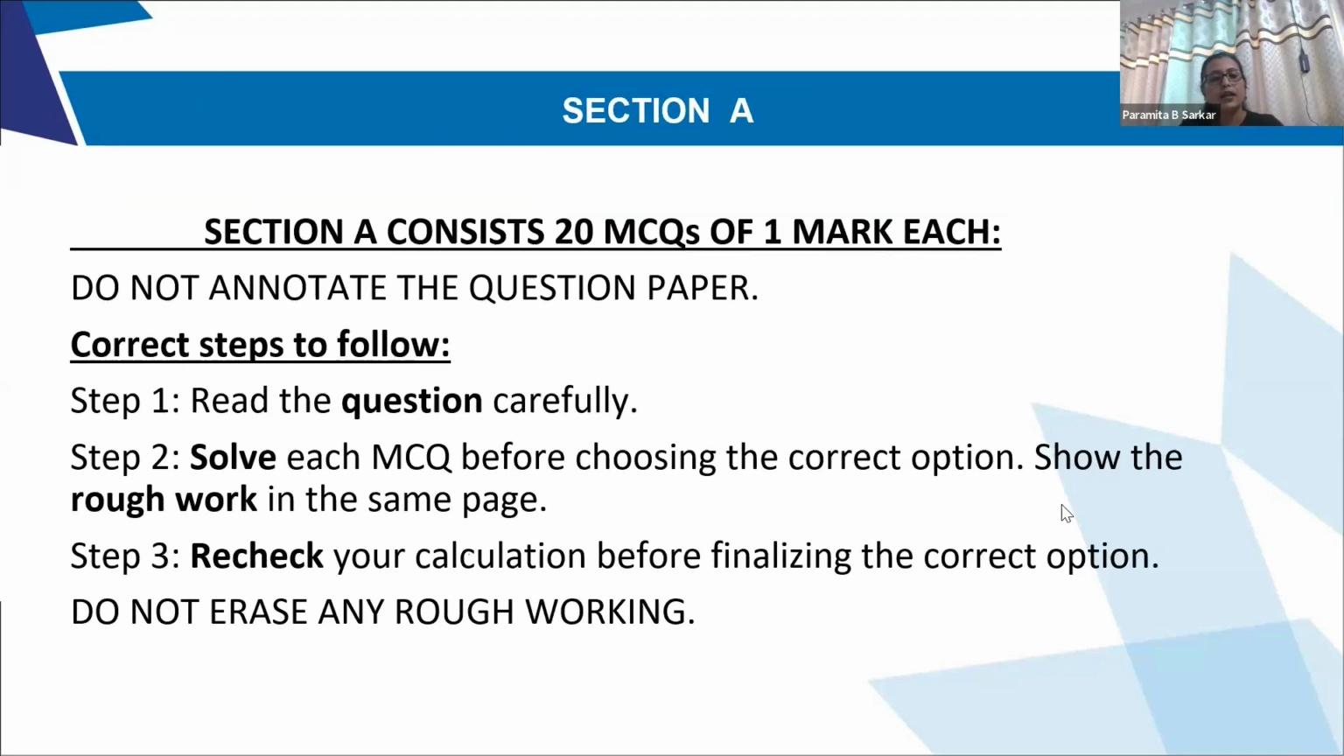Read the questions very, very carefully. MCQ does not mean it is a mental ability question. MCQ means multiple choice has been given to you, but you need to solve it and get the correct answer. So solve it, show your rough work on the same page. Sometimes it happens that in your rough work you got the value as 25, but you have chosen the option as 52. In that case, benefit of doubt marks will be awarded. So show your working for all the MCQ questions and recheck your calculations before finalizing the correct options. And do not erase any rough working. Keep the rough working as it is.